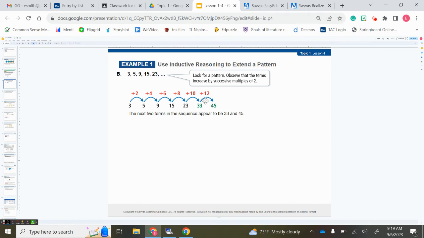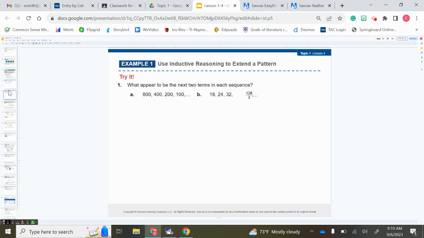So what I want you guys to do is try it 1. You have A and B. I'm going to give you 3 minutes. B might take a minute, and that's okay. Talk with people about it, okay? And see if you can identify that pattern.